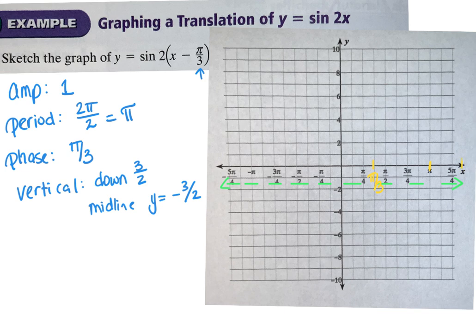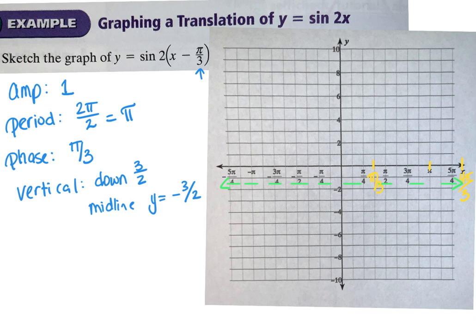I need to shift my ending pi over 3. So this is no longer going to be pi over 3. This is going to be what? Pi plus pi over 3, right? So 1 plus 1/3. So I have 4/3 pi right here. Everybody see that? So I'm shifting my starting and my ending over. That's what my phase shift does.